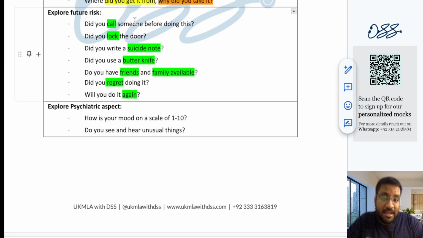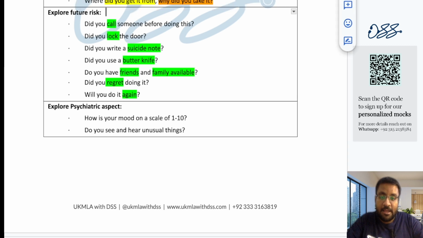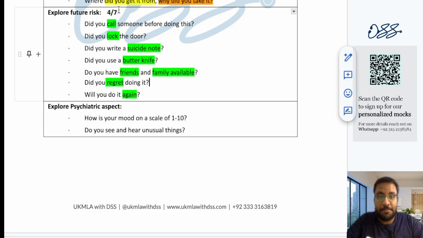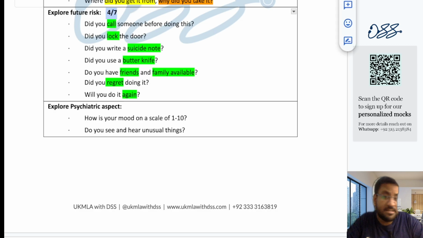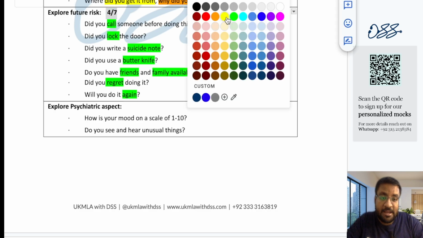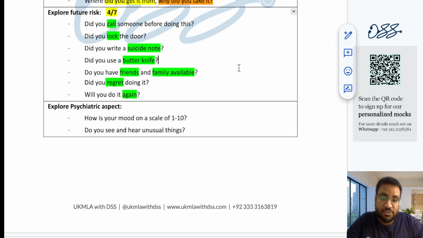Okay, and if you are getting positive answers on 4 out of the 7, that means the patient is at a high risk of suicide, or the patient is at a low risk of suicide. If you're getting 4 answers that show low risk, then the patient is at low risk. If you find that the majority of the questions are pointing towards high risk of suicide, then you know this is the patient who is going to do it again. So you need to have these 7 questions in mind.